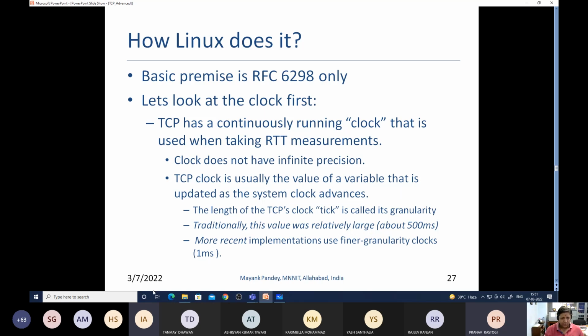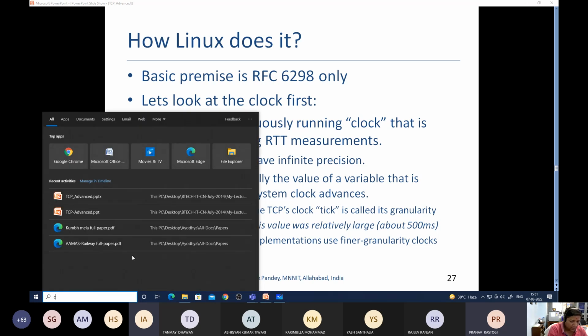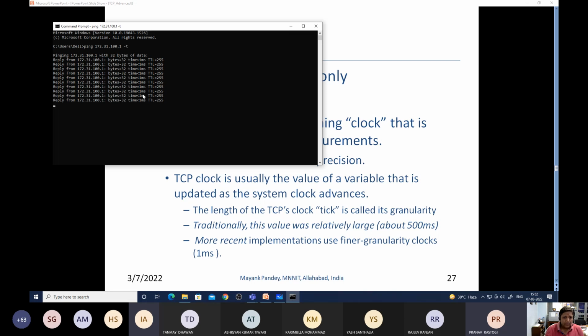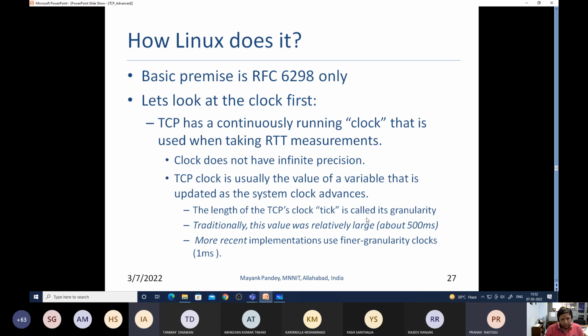So if I show you the Windows implementation, this also has a fine granularity clock. Suppose I use ping 172.31.100.1. So it is saying the RTT is less than 1 millisecond. ठीक है? Okay, Tanmay? Yes, sir. So its granularity is 1 millisecond, and a similar case is with Linux also. Fine. So now we have finer granularity clocks.